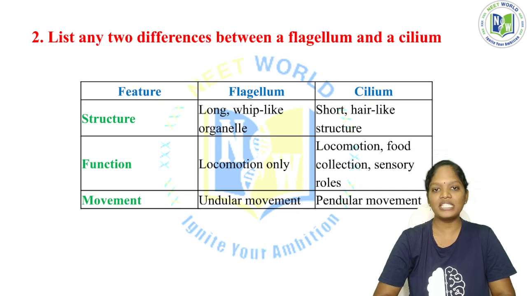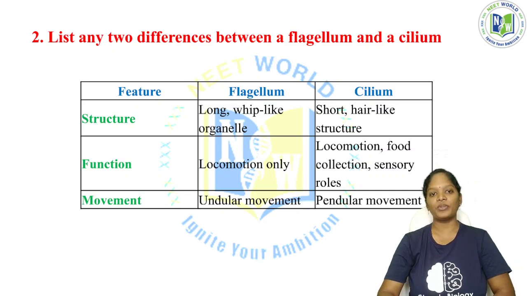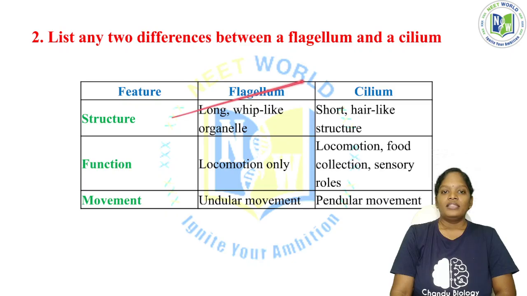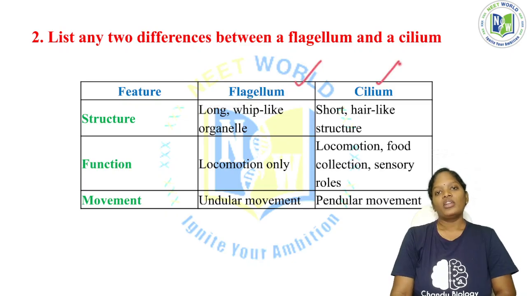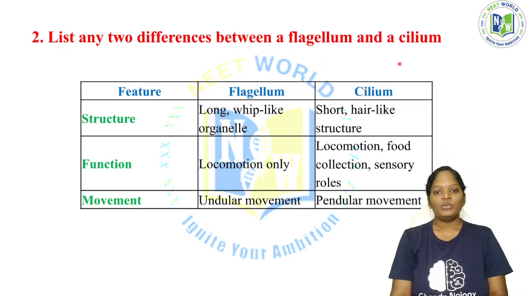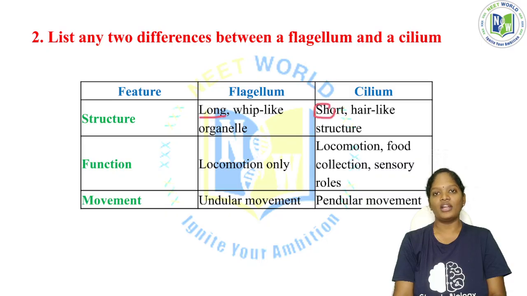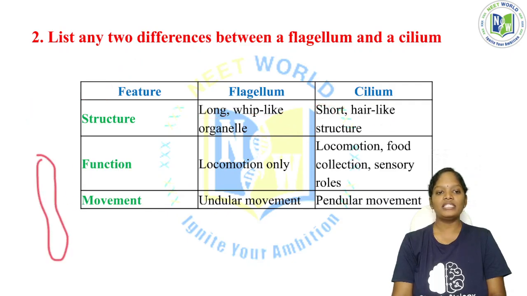Next question: list any two differences between the flagellum and the cilium. Both are considered locomotory organelles, no doubt in that. What is the structure of the flagellum? It will be long, but the cilia will be short. It is whip-like, and cilia are hair-like structures present on the outer layer of the body or any other part of the organ.